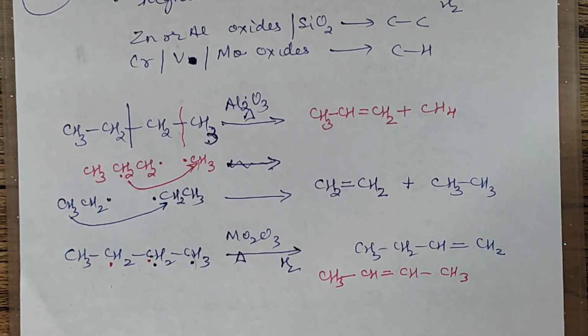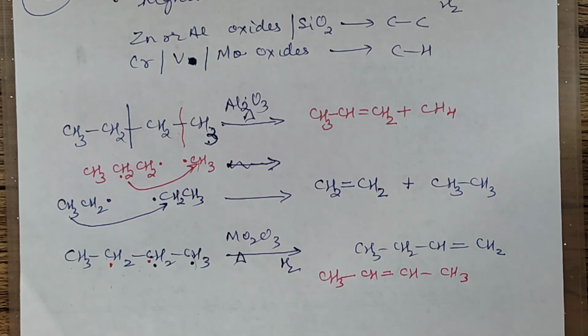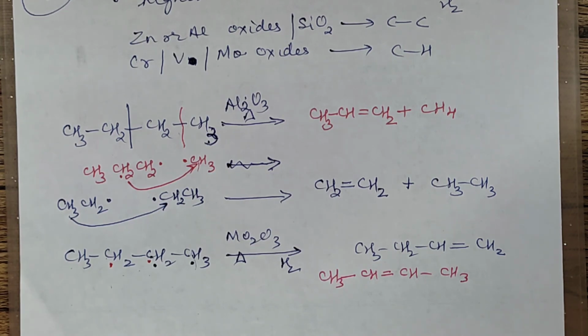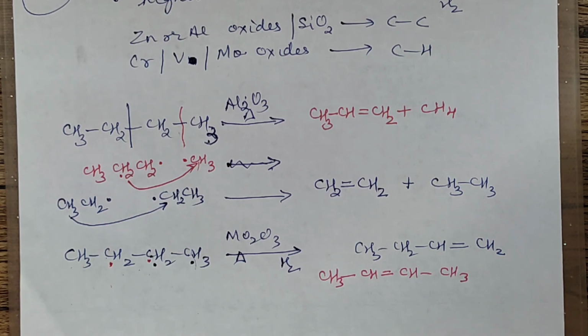Got it? So with this, the pyrolysis, I think, is clear. You can try out the pyrolysis of alkanes with pentane, hexane, and the higher ones, so that the concept will be further clear. So I have now completed all the reactions, the chemical properties of alkanes. In the upcoming videos, I will be starting with alkenes. Thank you.